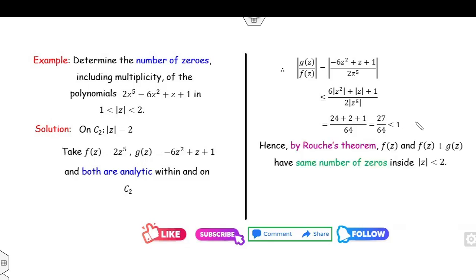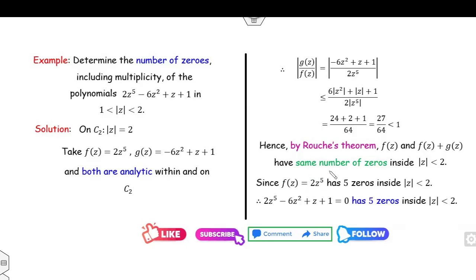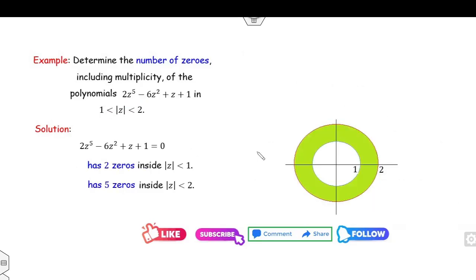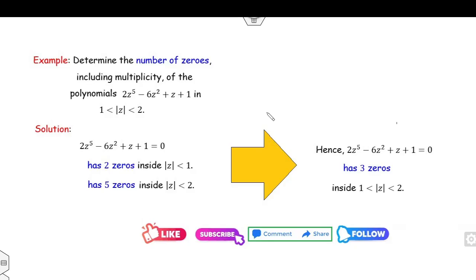Therefore, by using Rouché's theorem, we have the same number of zeros. The function f(z) has degree 5, so it has 5 zeros. Therefore, the given polynomial also has 5 zeros inside the circle. But our target is to find the number of zeros inside the ring. We have seen that the number of zeros less than 1 is 2, and the number of zeros less than 2 is 5. What does it imply? How many zeros lie between 1 and 2? 5 minus 2, that is 3 zeros lie between 1 and 2.